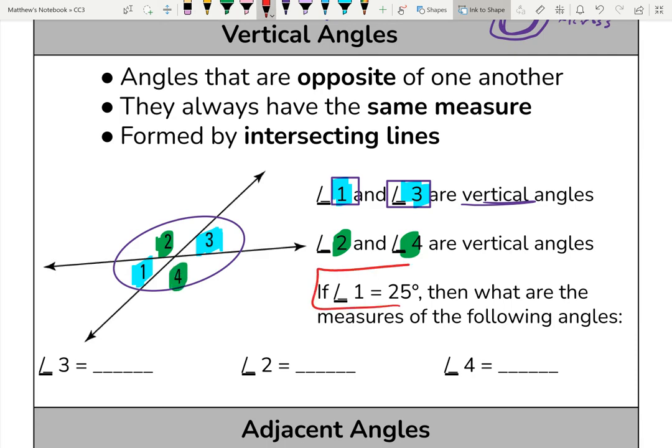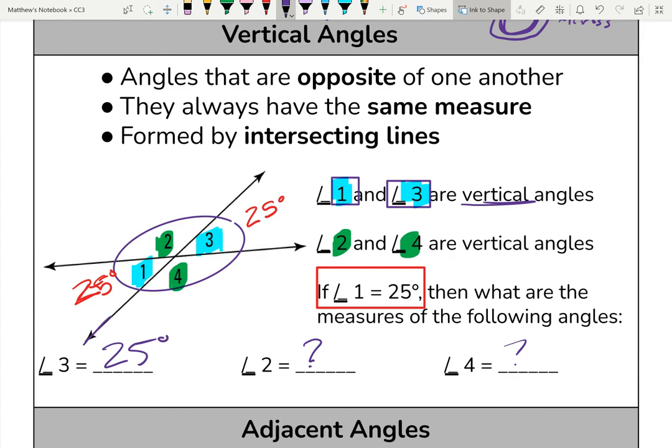Now it says here if the measure of angle 1 is 25 degrees, which I can go ahead and write right next to angle 1, then what is the measure of angle 3? Well, we found when we played that game where we moved the lines around that vertical angles have the same angle measure. And so over here, this is also going to be 25 degrees. And since we know angle 1 is 25 degrees and angle 3 is 25 degrees, we can use that information to figure out what angle 2 is and angle 4.